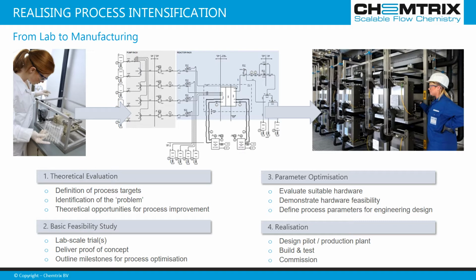So at this stage, we're looking at the viability of the process towards the hardware available and the business case associated with it. Again, should this go through into the next stage, we'd look to realise that into a production plant. So this would be with an industrial partner, and in this phase you're going to design the plant, build and test it, and importantly, commission it.